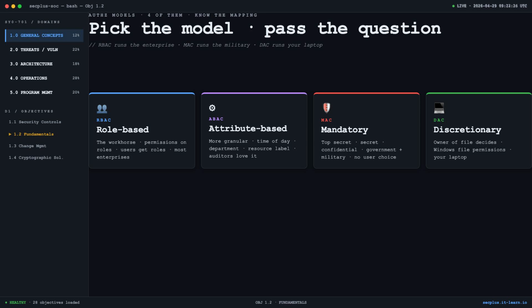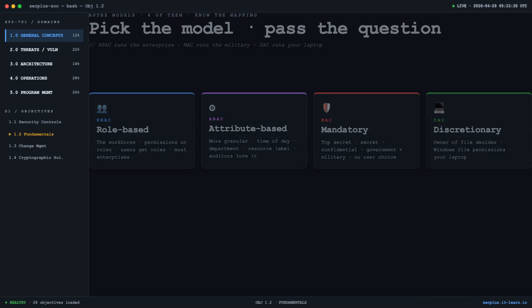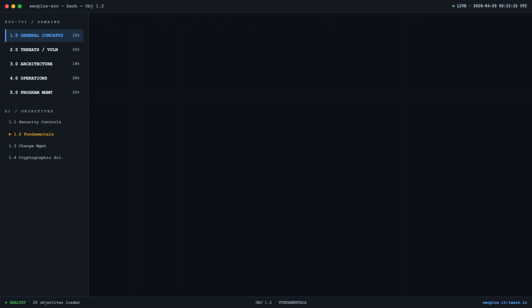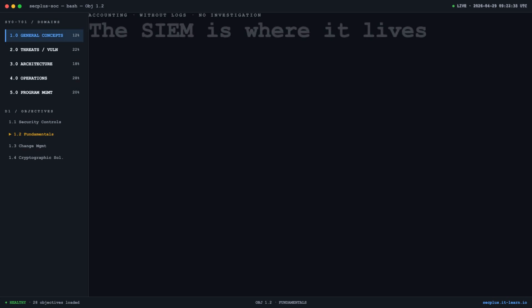Accounting is the 3rd leg of AAA and the most ignored. It logs everything: logins, file access, commands run, network connections. The SIEM aggregates and correlates it. RADIUS and TACACS Plus also do accounting in their world. The reason accounting matters: without logs, you have no investigation.